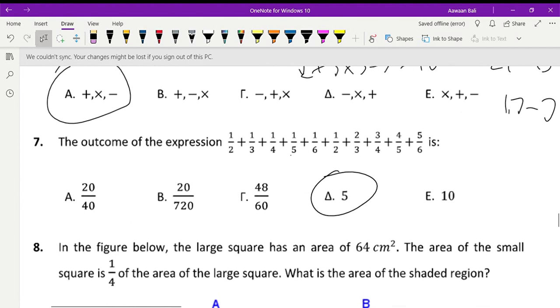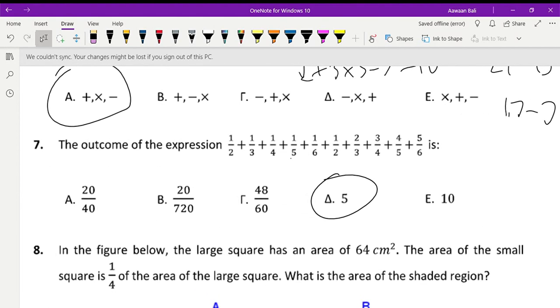The outcome of the expression a half plus a third plus a fourth plus a fifth plus a sixth plus a half plus 2/3 plus 3/4 plus 4/5 plus 5/6 is, the answer is 5, because if you notice, this plus this is a whole. A third plus 2/3 is also a whole, because that makes 3/3. And if in a fraction the numerator and denominator are the same, then that's equal to 1. So a fourth plus 3/4 is 4/4.